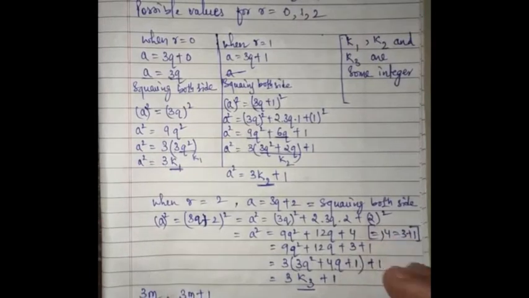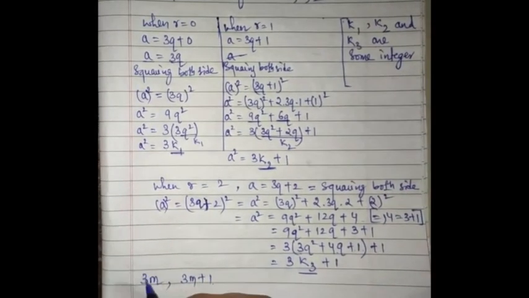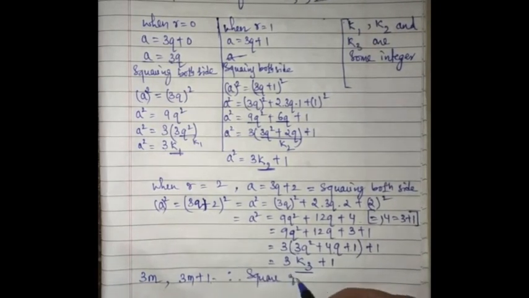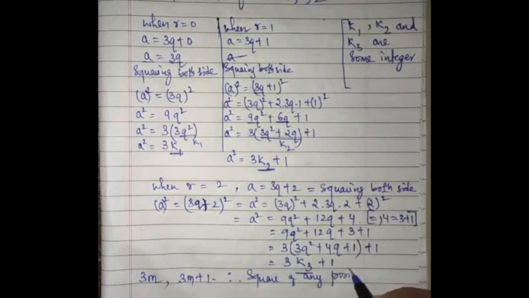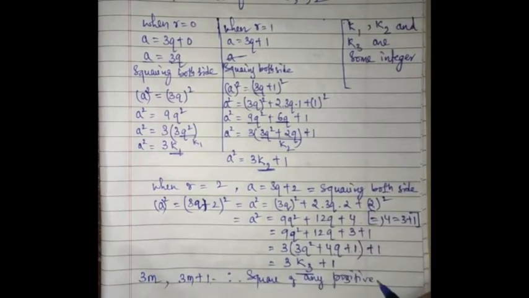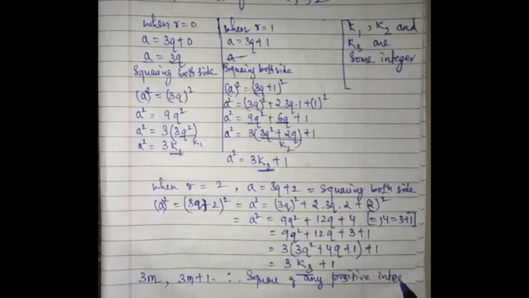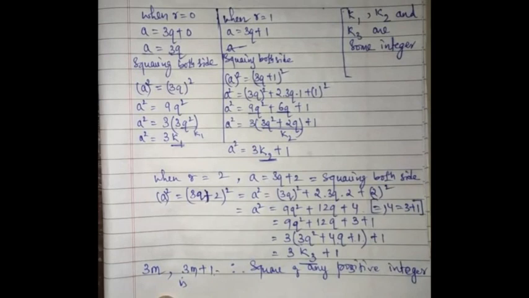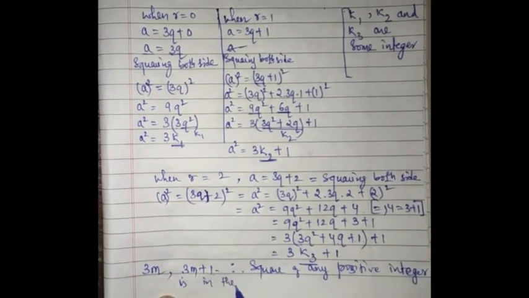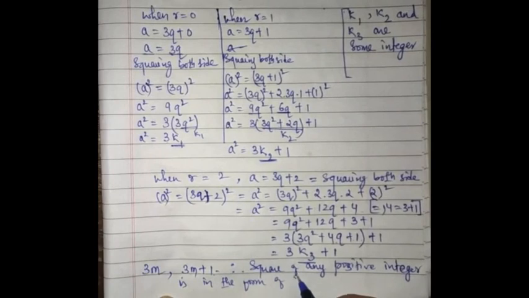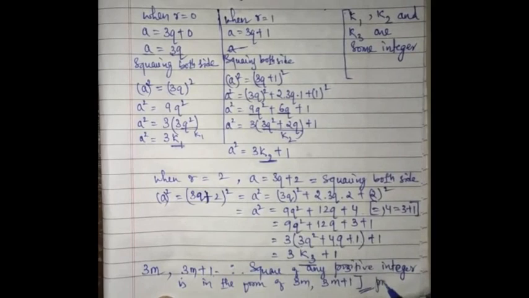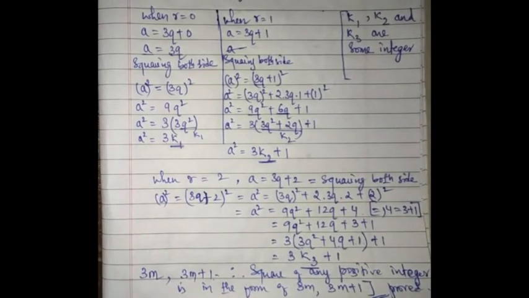So therefore the square of any positive integer is in the form of 3m or 3m plus 1. Alright, this is proved. I hope you have cleared, because using squaring both the sides we have to solve this.